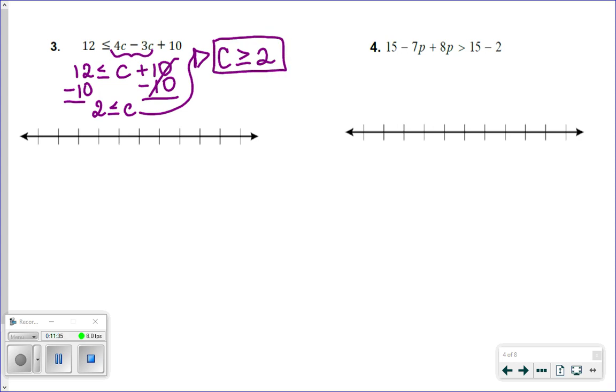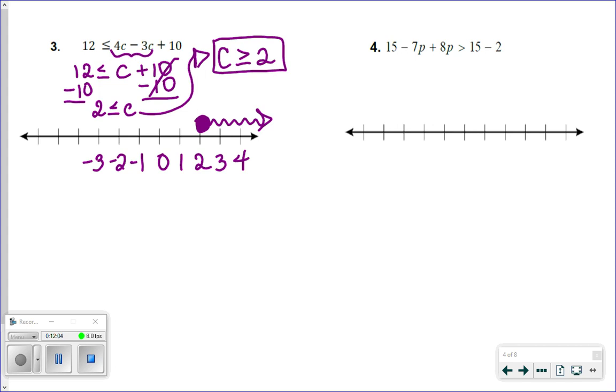And then we can graph that. So now I can come here and pick a few values to establish a pattern. It doesn't have to be every single one. My boundary number is a 2. This time, that 2 is going to be filled in because it's all the c values that are greater than or equal to 2. So 2 is part of the solution set, and everything greater than 2 is also part of the solution set. So that would be my graph right there.